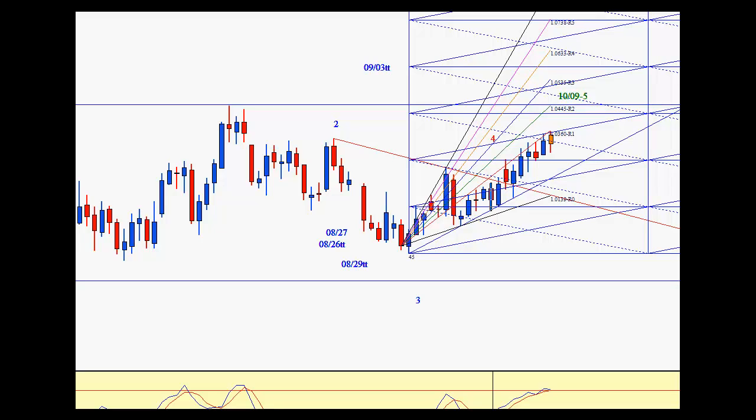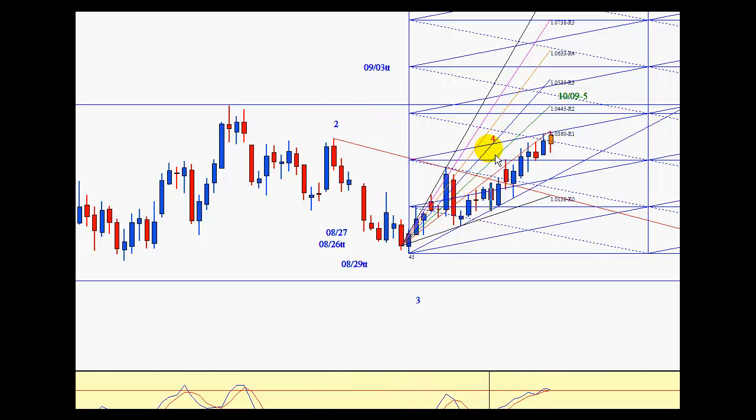In my previous couple of videos in the Japanese yen, I had been talking about the cycle. This is a daily chart, by the way, of the Japanese yen. I had been talking about the cycle that I have been following, where it had been operating pretty good. Here was number 2, number 3.